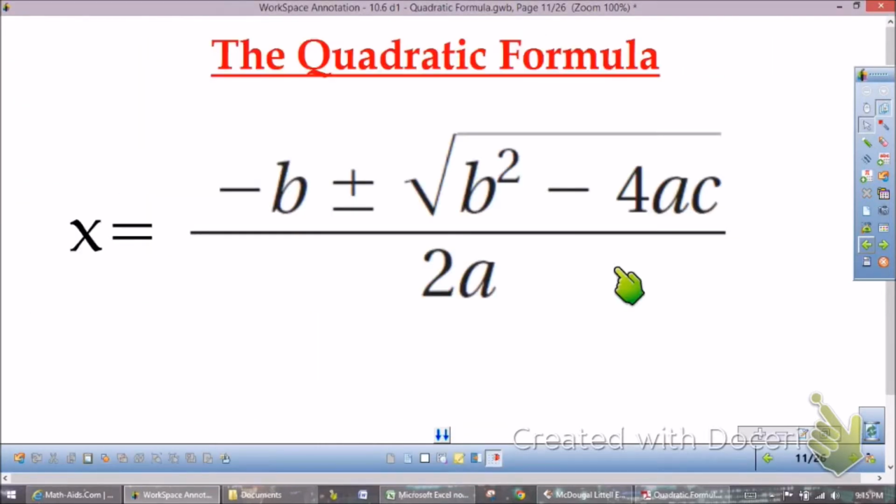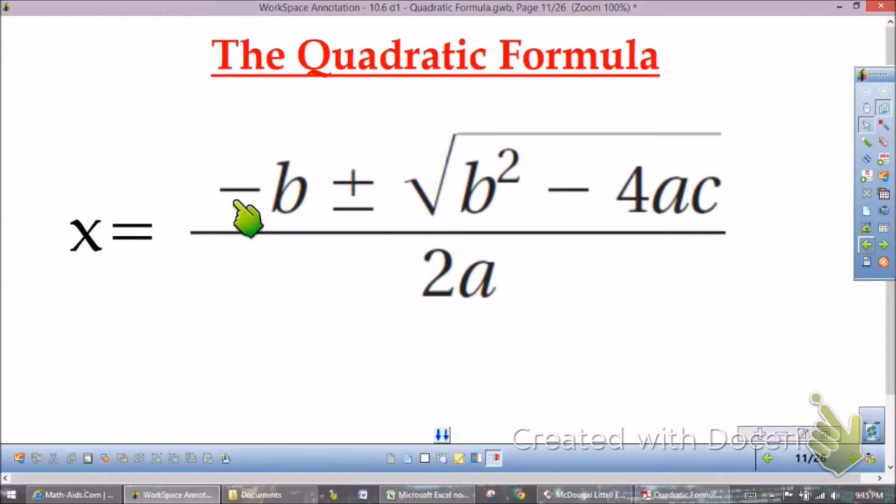Now, you're probably wondering, how can I memorize this beast of a formula? It's really easy, actually, using a simple childhood song you all know, Pop Goes the Weasel. Alright, here we go. You can feel free to sing along with me if you like.